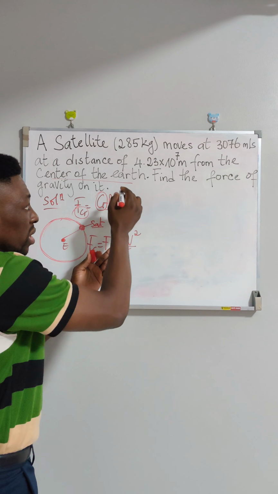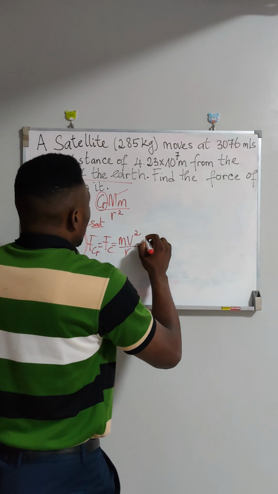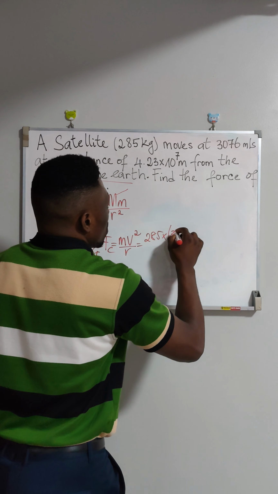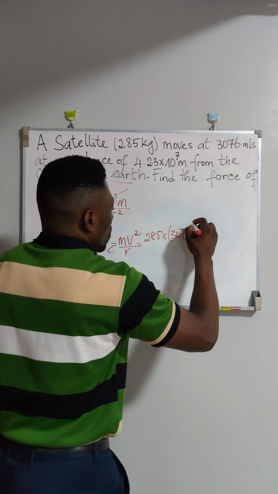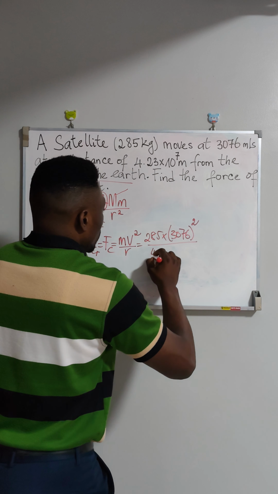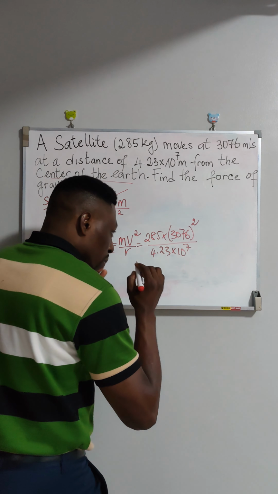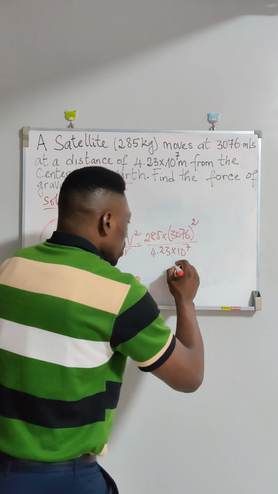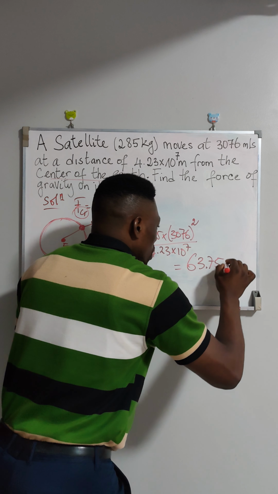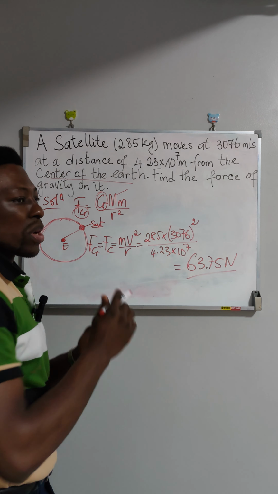This is pretty easy looking at the information we have. So if you correctly punch this, you have that the mass, which is 285, times the speed 3076 meters per second. You have to square this now divided by the distance from the center of the earth times 10 to the 7. If you correctly punch this on your calculators, dear friends, you should have approximately 63.75 Newton. This is the force necessary to keep the satellite in this circular path.